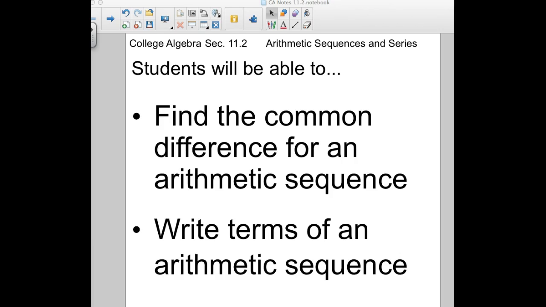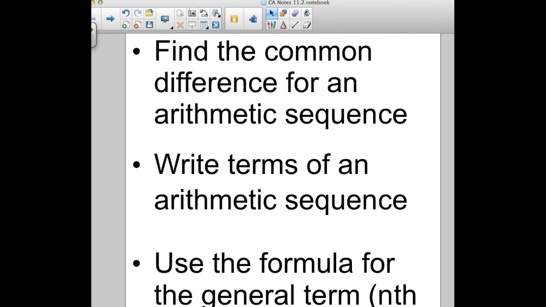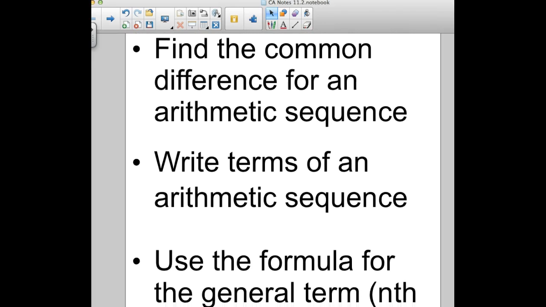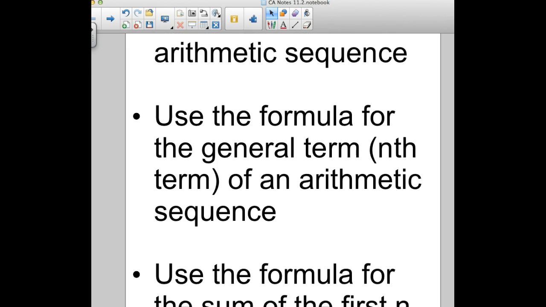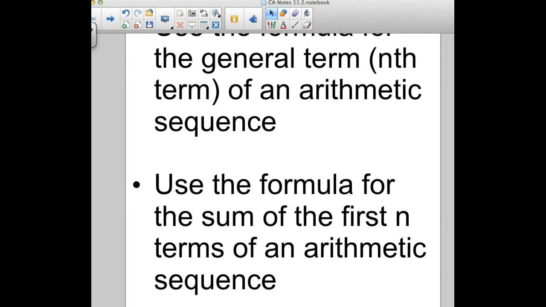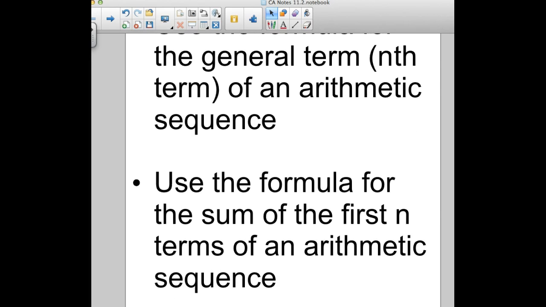But keep in mind, by the time we get to the test on this, you'll have just some random ones from section 1, and you'll have arithmetic and geometric ones. So you kind of have to be able to distinguish which ones are which. Okay. So topics today, we're going to be able to find the common difference for an arithmetic sequence, write the terms of an arithmetic sequence, and then create that general formula that would give us any term in our sequence. And then tomorrow we'll tackle the ones where we actually add them all up.